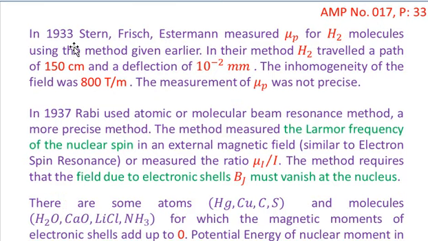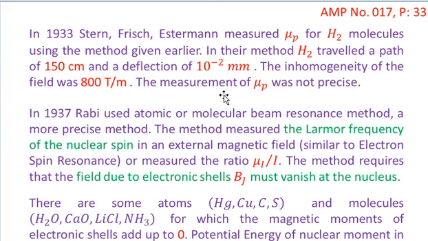In 1933, Stern, Fritsch, and Esterman measured mu p, that is the magnetic moment of the proton, for hydrogen molecules using the method given earlier. You see that I have also talked a little bit about this method in the previous lecture. In their method, hydrogen molecules traveled a path of 150 centimeter, and a deflection of 10 to the power minus 2 millimeter.